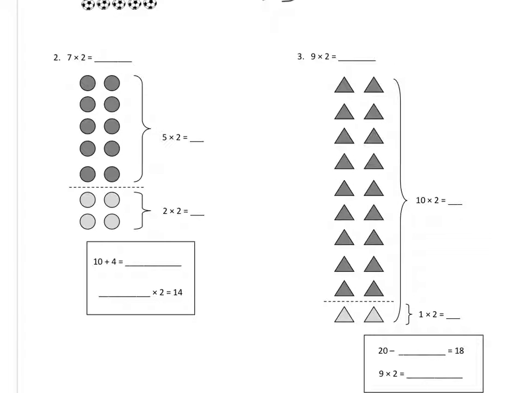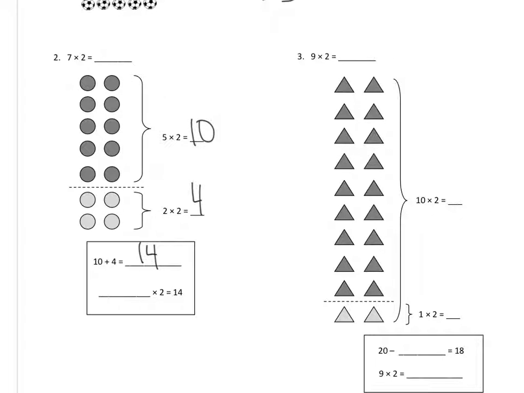So what we can do for 7 times 2, instead of multiplying by 7, I can multiply by 5 and by 2. And to do that, I break my array down into 5 rows and 2 rows. So now I have a 5 times 2 array and a 2 times 2 array. So let's use those to help us figure out 7 times 2. 5 times 2 is 10. 2 times 2 is 4. So down here you can see in my box it's already got 10 plus 4.